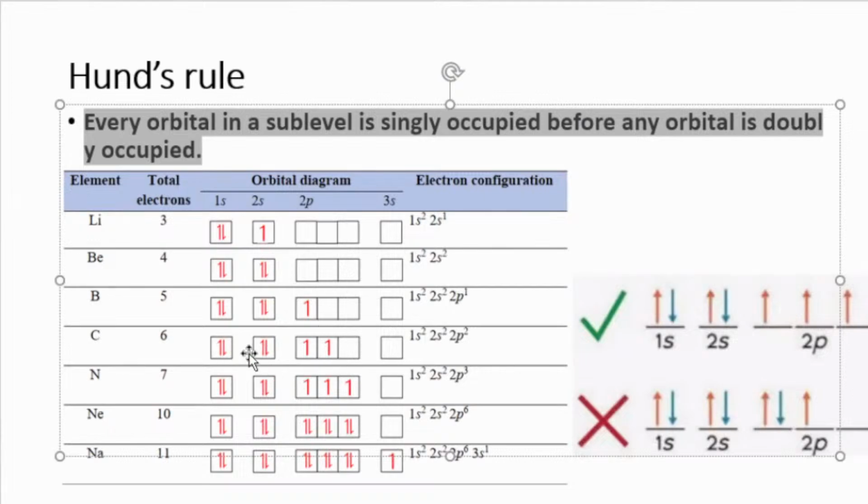For the second energy level it has 4 electrons. Okay, since it has 4 electrons, 2 electrons are filled in the S subshell.